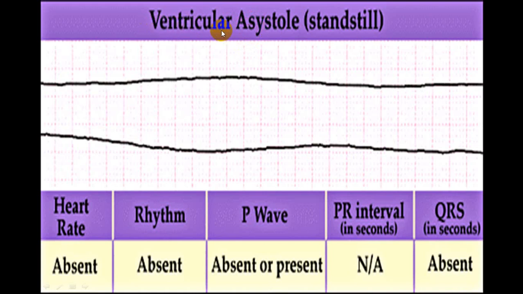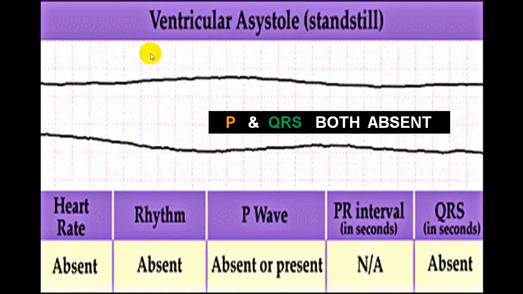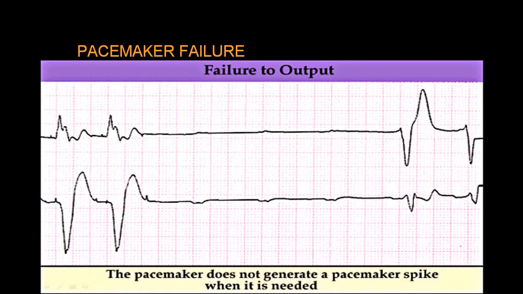And it is usually following a ventricular tachycardia, ventricular fibrillation. That's why we use the word ventricular asystole. If it follows atrial arrhythmia, we call it a sinus arrest. Again, this is a condition where P wave is absent, QRS complex is absent.